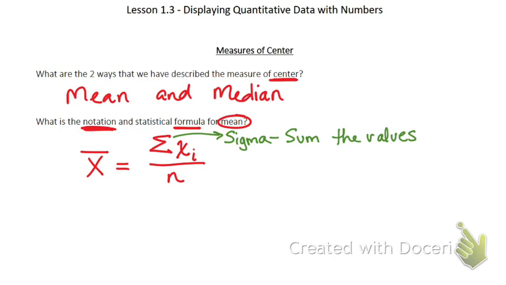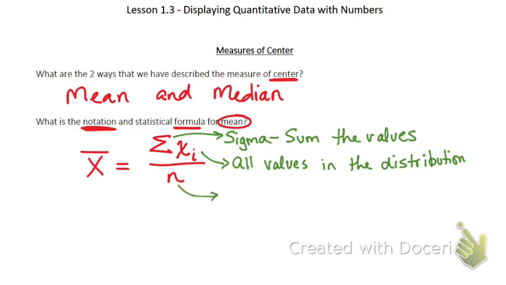Now, x sub i. Why sub? The i is a subscript. All this means is all the values in the distribution. Each x value, each variable in the distribution. That's all that stands for. x sub i is just all values in the distribution. No big deal. Easy peasy.